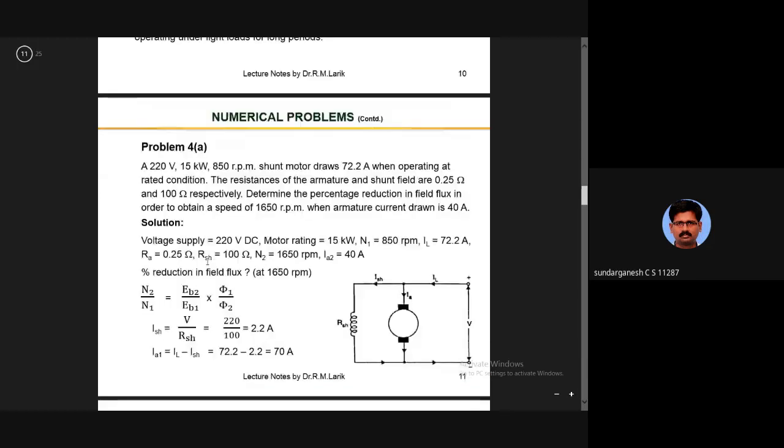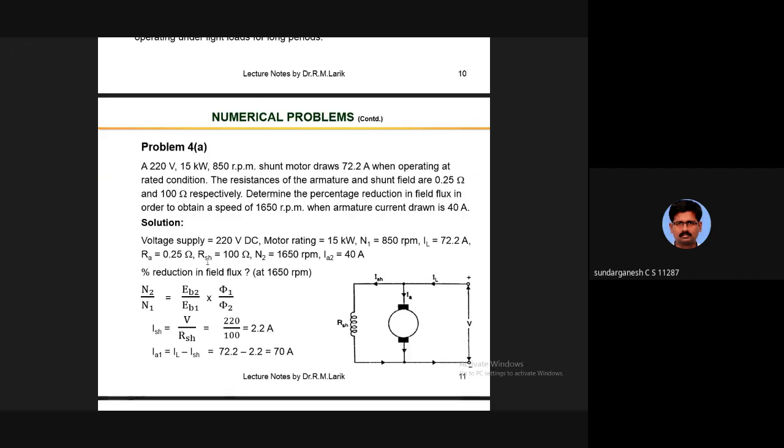So far we have seen the theory part: what a DC motor is, its construction, the working principle of the DC motor, the DC speed control methods, and the starters used in DC motors. Here also the problems will be there, based on speed control or on normal back EMF.